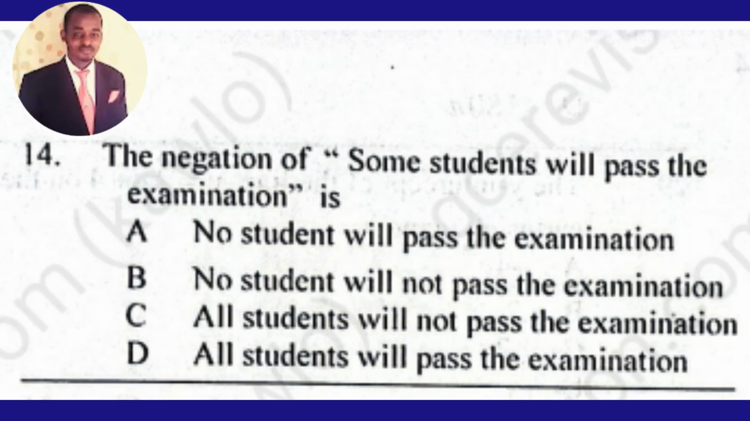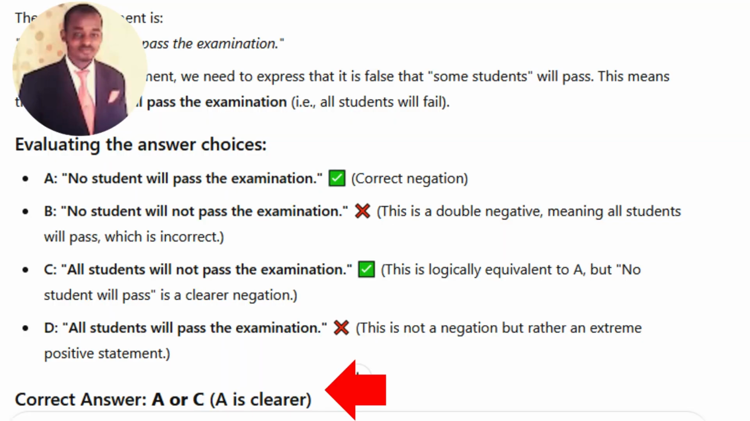Here it says, question 14, the negation of "some students will pass the examination" is. The correct answer for this one is A and C, because they are a bit clearer, and we can see it a bit clearer from here.